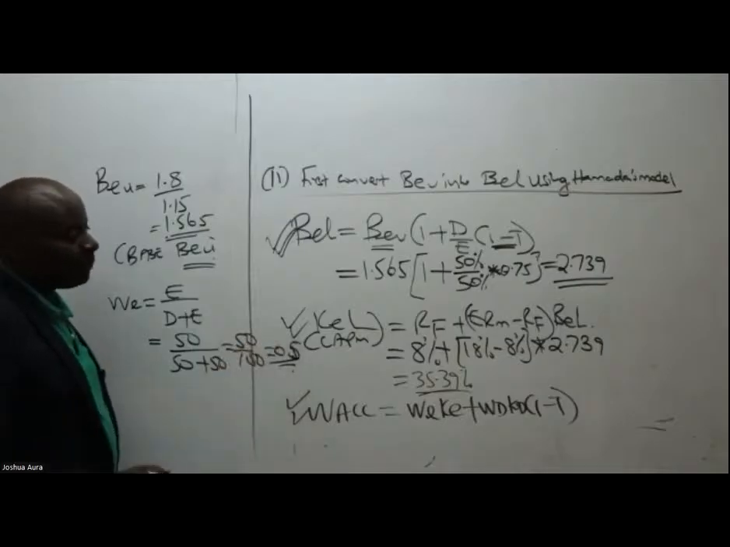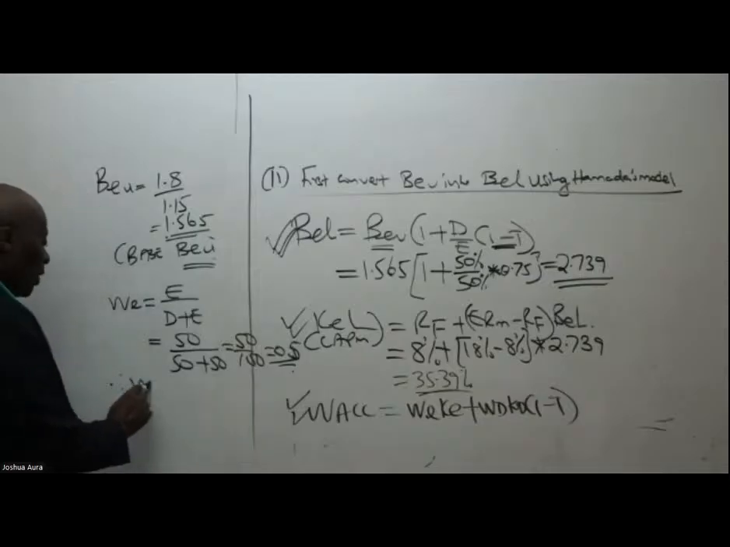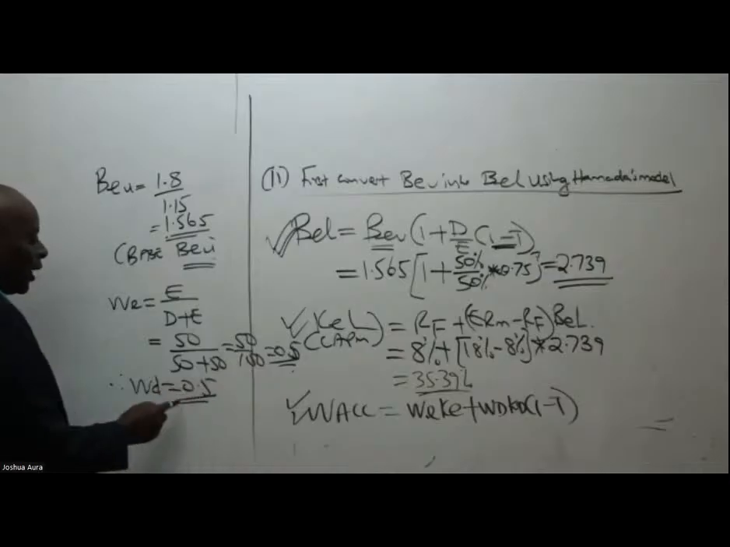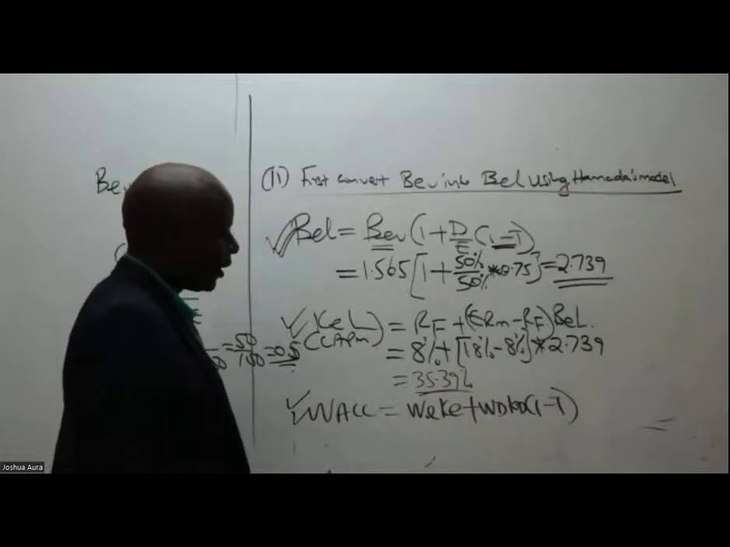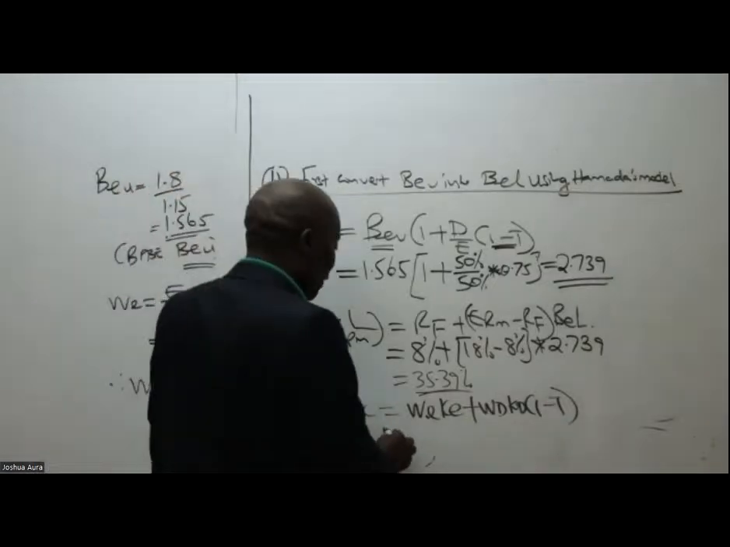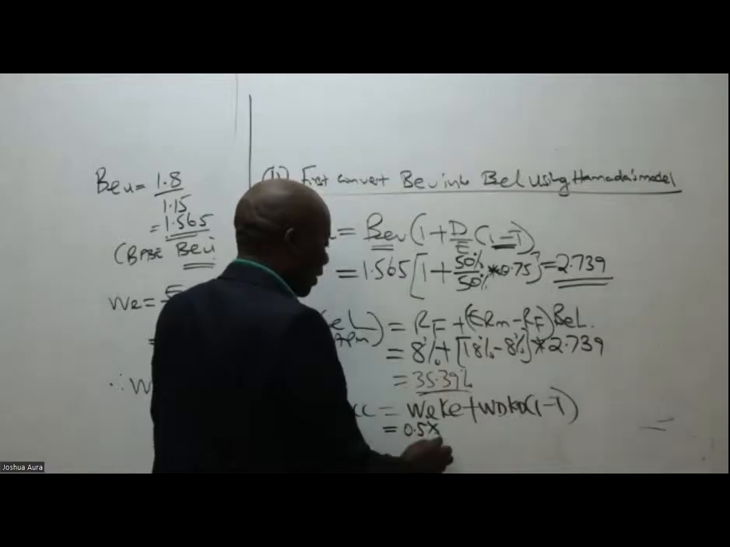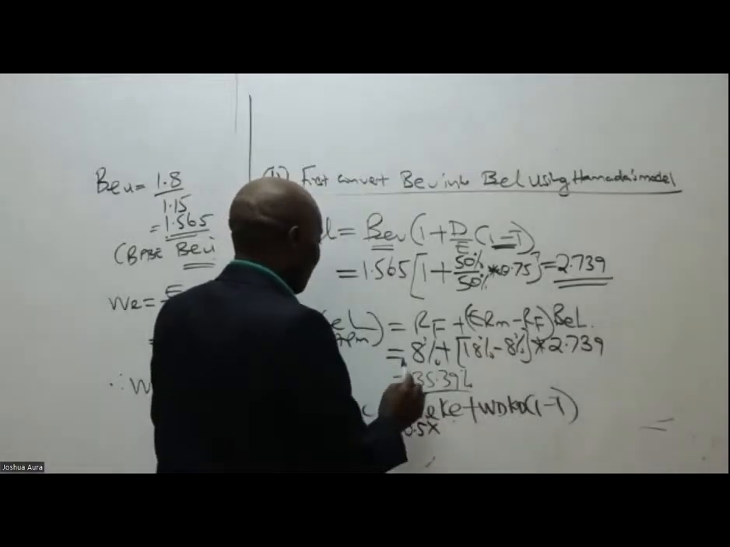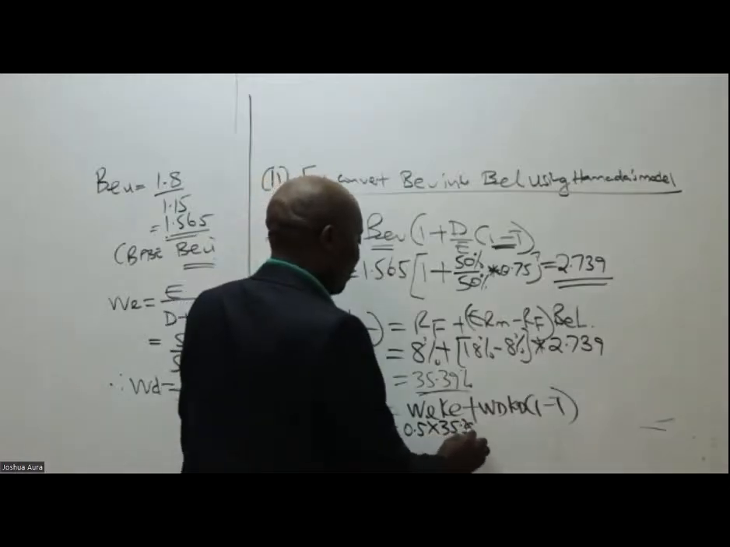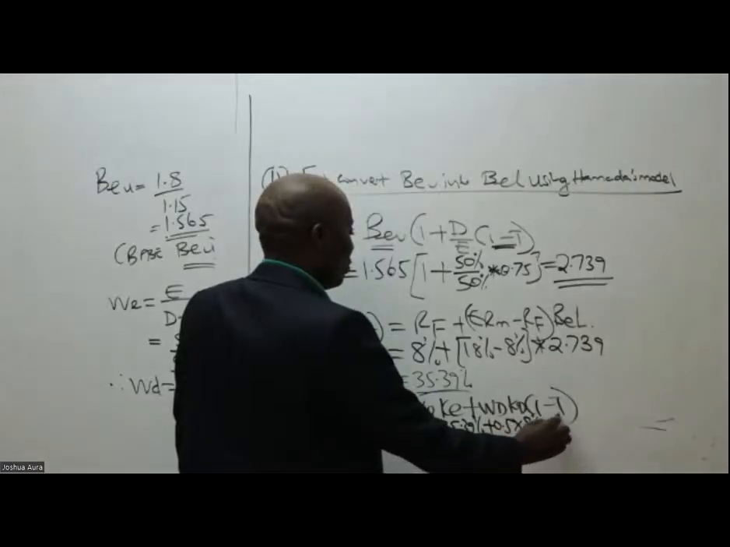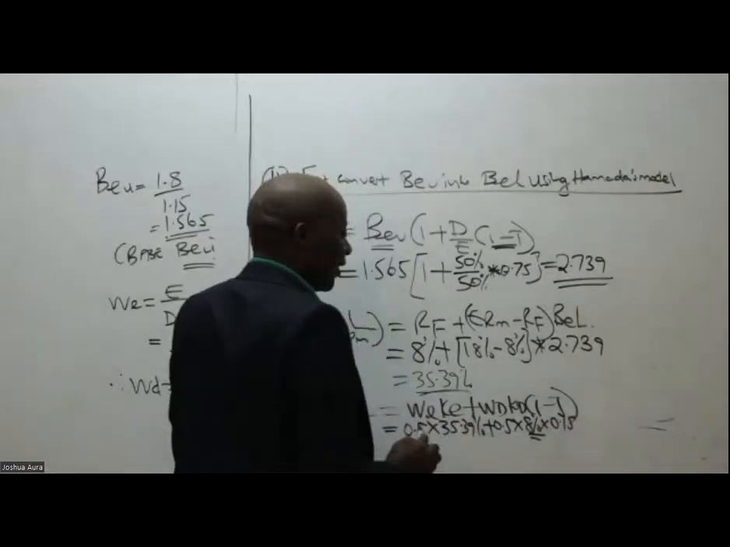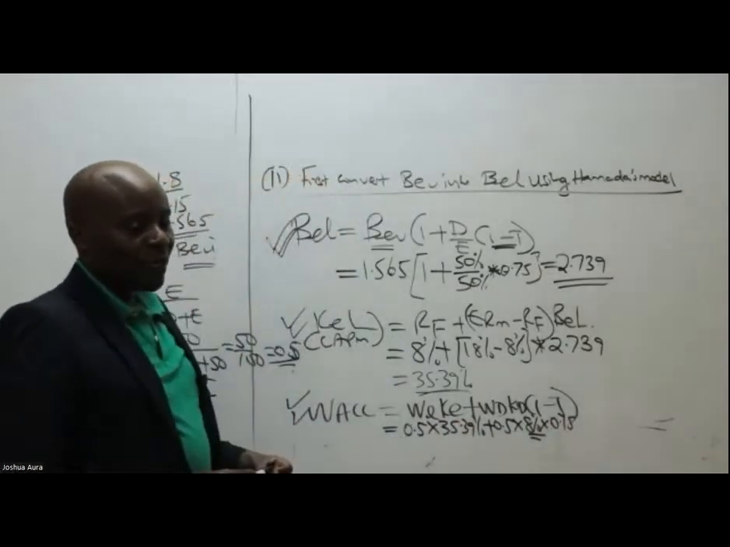And then the moment I've gotten the weight of equity, therefore the weight of debt will also be 0.5. Thank you so much. So the weight of equity, ladies and gentlemen, here is 0.5. The cost of equity is what we already have here, 35.39%. Weight of debt is 0.5 times cost of debt, which is 8%, times 0.75. I'm so sure you don't know where I got 8% from.